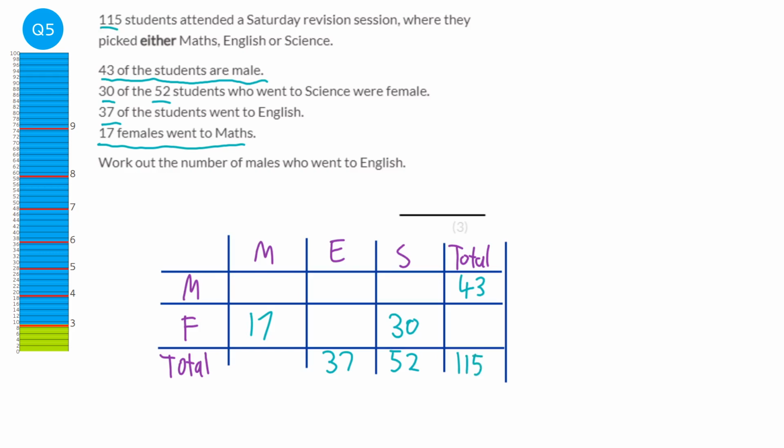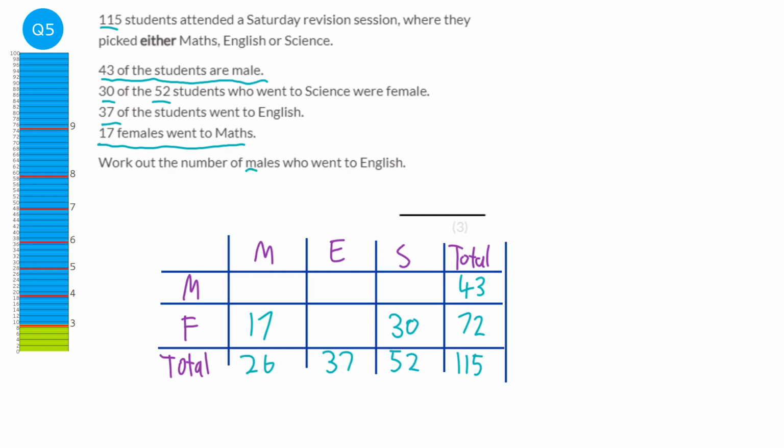There we go. So we start filling these in. Looking at these two, if there are 115 students altogether and 43 were male, that means 72 will be female. Looking along the bottom here, the total of English was 37, the total of science was 52, and the total altogether 115. And notice I'm not necessarily reading the question here, I'm just filling out the two-way table, but we'll read the question at this point.